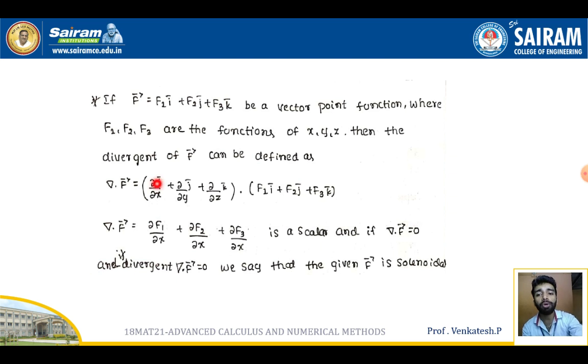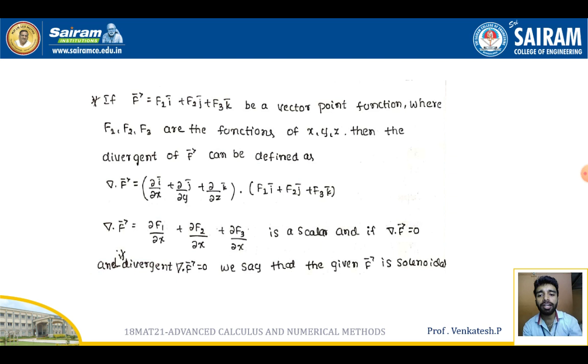It is given by dou x i cap plus dou y j cap plus dou z k cap dot with f1 i cap plus f2 j cap plus f3 k cap. On expanding this, since it is a dot product, I'm multiplying only i with i, j with j, k with k. So I'll be getting del dot f is equal to dou f1 by dou x plus dou f2 by dou y plus dou f3 by dou z.